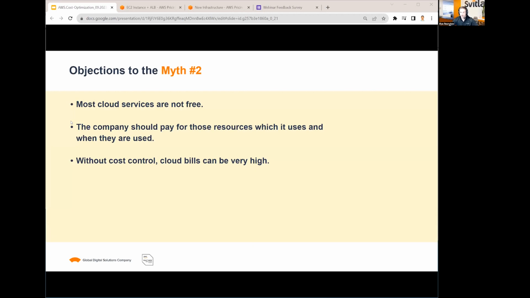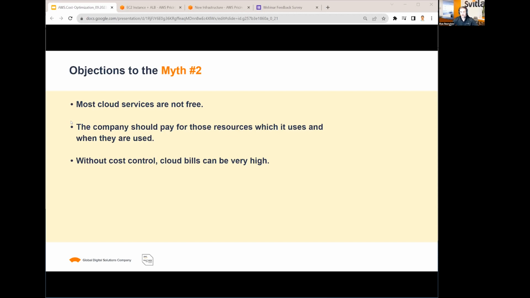Let me say several words about myth 2. Unfortunately, most cloud services are not free. Also, the idea when you migrate to cloud is that the company should pay for those resources which are used and when they are used. So during this seminar, we will speak about how to control and understand which resources could be removed in order to save money on them.